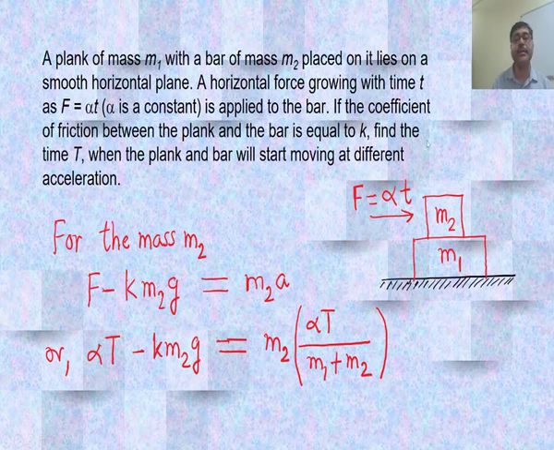So what does that mean? Suppose you apply a force to M2, then it will keep on moving together, because M1 and M2 will start moving together. M2 and M1 will not move together, of course, when you have an additional force on M2 which overcomes the frictional force on M1. So how does the force become larger on M2?